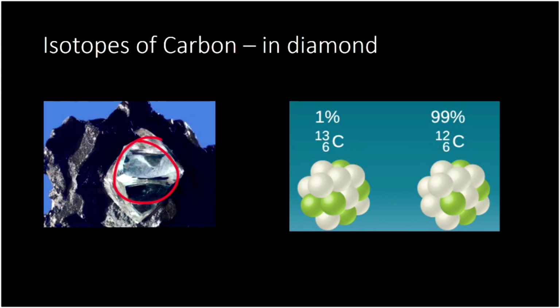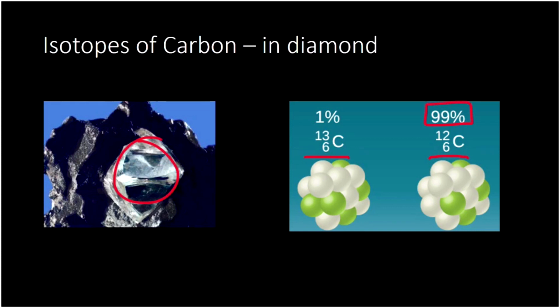And if you take a close look at the carbon in diamonds, they come in two versions. There's carbon-13, that is carbon with 13 things in the nucleus. And there's carbon-12, that is carbon with just 12 things in the nucleus. So these are the same element, carbon, but they're different versions. Remember, we call that an isotope.